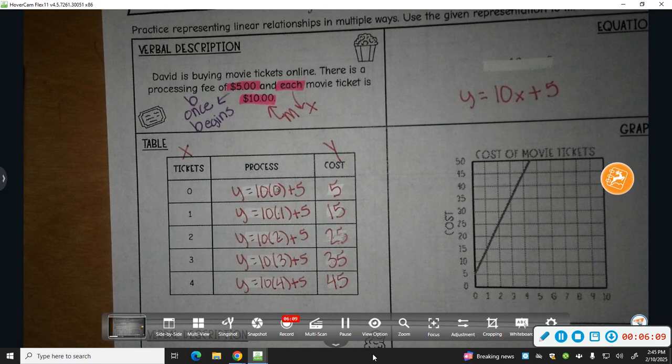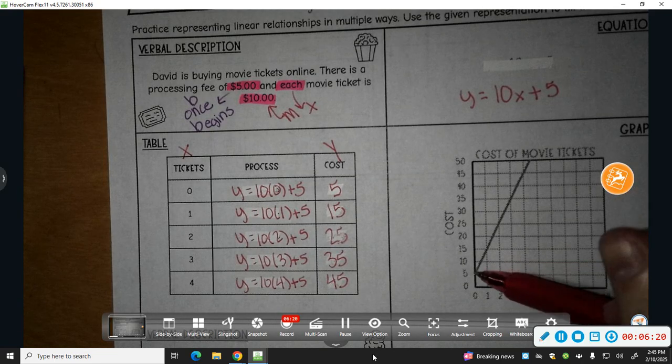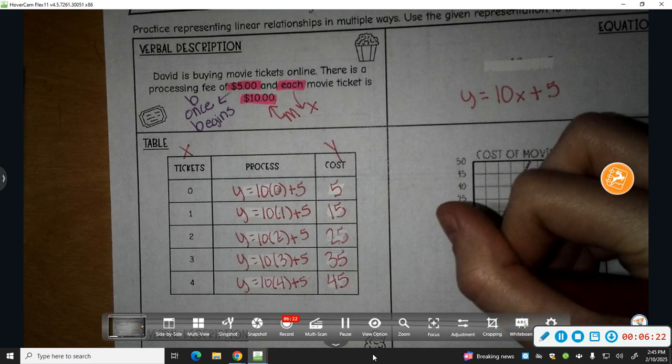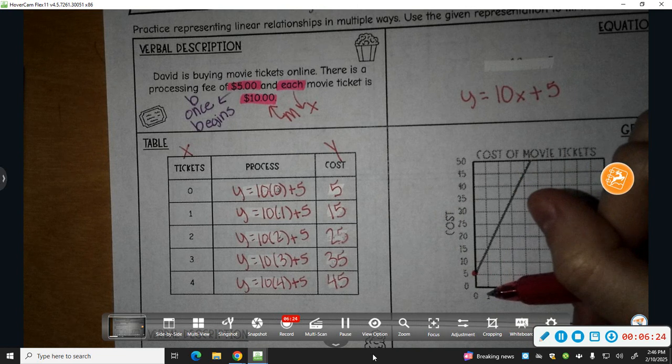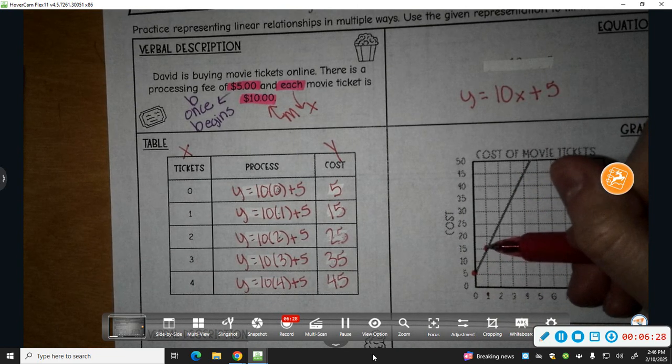Now that I have my entire table filled out, I can look at my graph. Okay, they already put the graph line on there, but I'm just going to go ahead and check it, make sure that it's correct and that I understand it. So for 0 tickets, he still had paid the processing fee, which was $5. For 1 ticket, he paid the processing fee of $5 plus 10 for the ticket. That gave me 15.